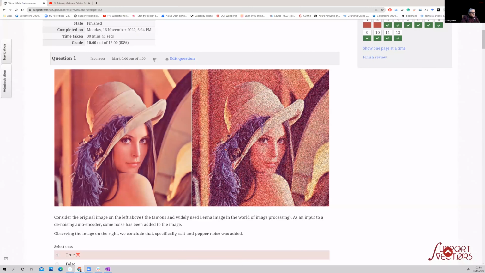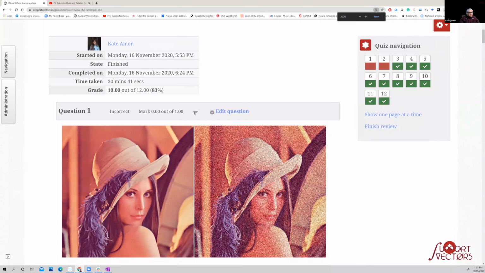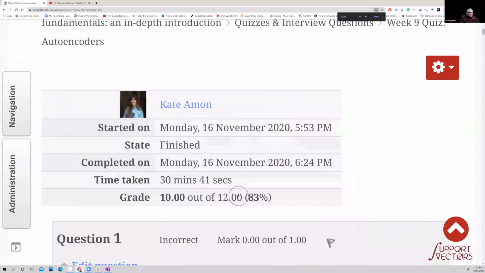Consider the original image on the left, the famous and widely used Lena image in the world of image processing. As an input to a denoising autoencoder, some noise has been added to the image. Observe the image on the right. Observing the image on the right, we conclude that specifically salt and pepper noise was added. So how would you know? I'll zoom in for you. That's why I put a relatively high resolution picture here.